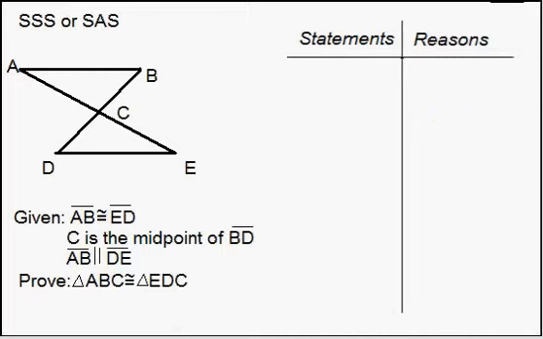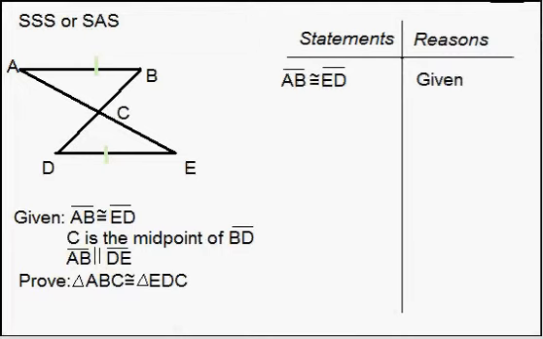Okay, now let's go ahead and start with the given. Line segment AB is congruent to line segment ED. Okay, AB is congruent to ED, and the reason for that is given. Now we've established one side because that's the given.